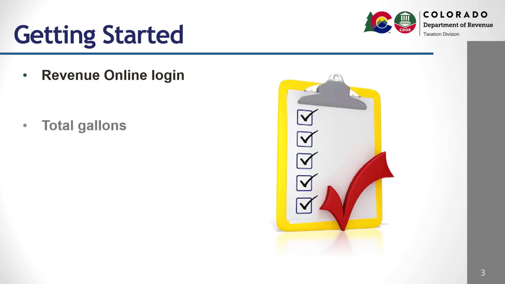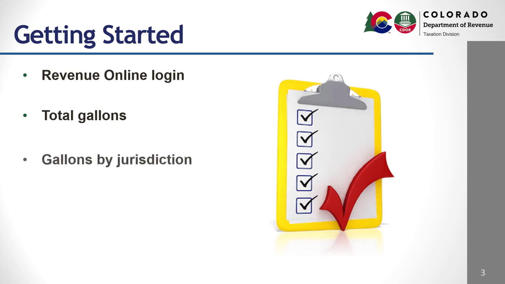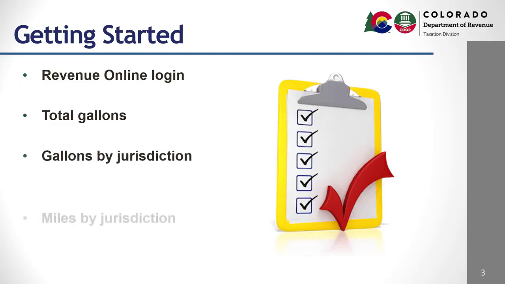The total gallons of fuel purchased and placed in the propulsion tank of all qualified vehicles in your IFTA fleet, rounded to the nearest gallon. The gallons of fuel separated by each jurisdiction where the fuel was purchased, rounded to the nearest gallon. And the total miles driven in each jurisdiction by all qualified vehicles in your IFTA fleet, rounded to the nearest mile.